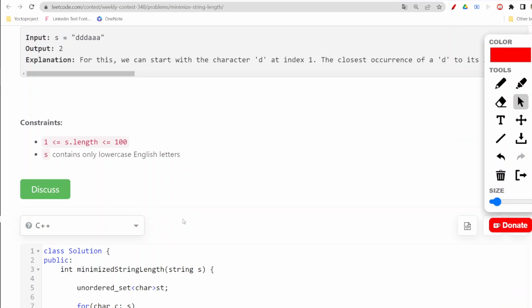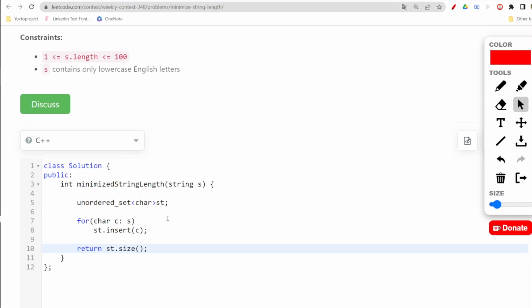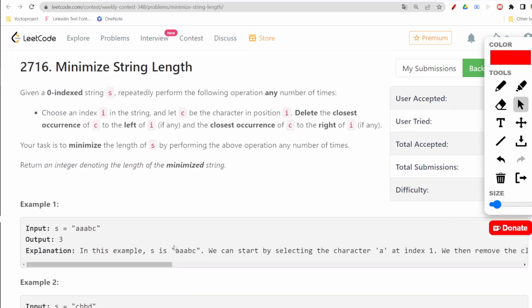So here that is what we are doing. We are just taking whatever characters are there and pushing them to this string, sorry, to this unordered set, basically inserting all of them in this unordered set. And as for the internal algorithm of the unordered set, it will just keep the unique characters, and then we are just required to return the size of that unordered set, and that would be our final answer.